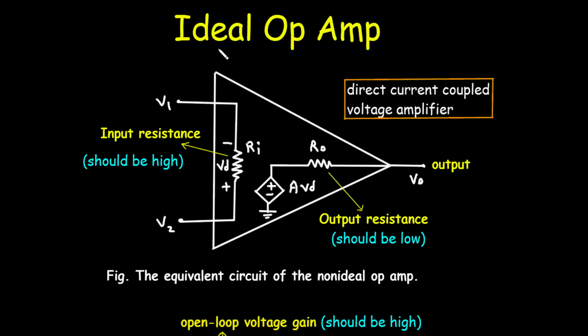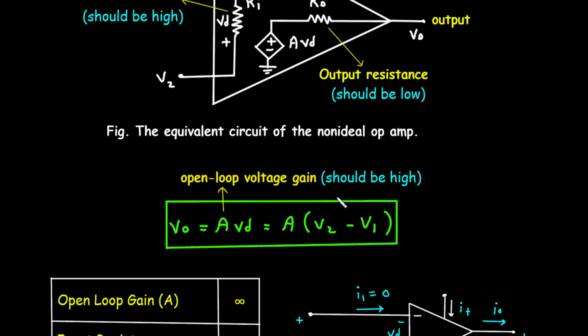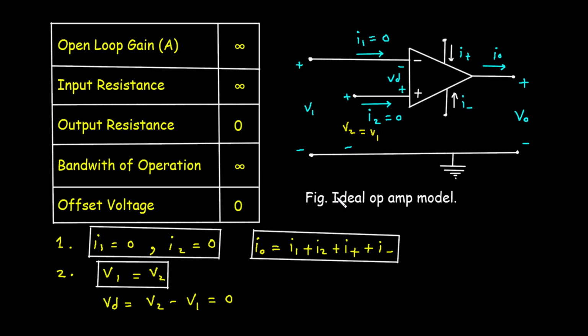Hello and welcome to this tutorial on the ideal operational amplifier, commonly known as the op-amp. An op-amp is a crucial component in analog electronics, widely used in various applications like signal processing, control systems, and instrumentation. Today, we'll delve into the ideal op-amp, its characteristics, and how it works.